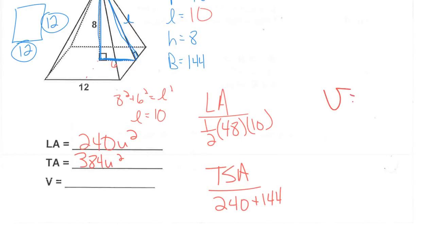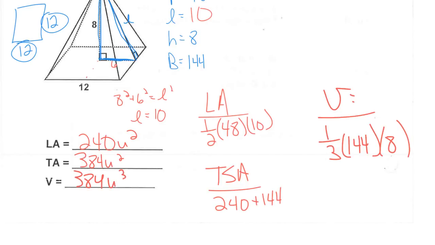And then volume, 1/3 big B times H. 144 times 8 divided by 3 should give you 384 units cubed. So guys, it's not that bad. Of course, if you have questions, let me know in class tomorrow. Good luck.